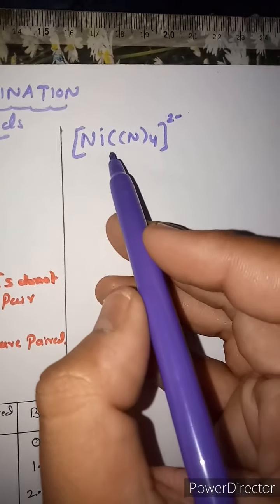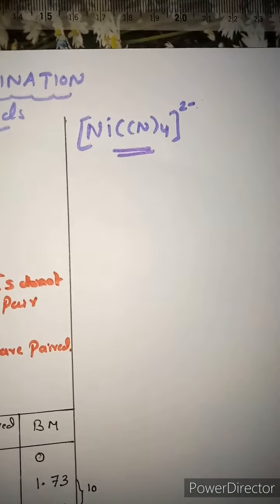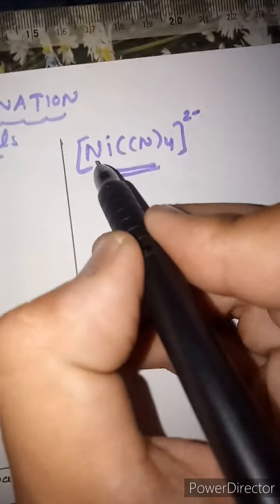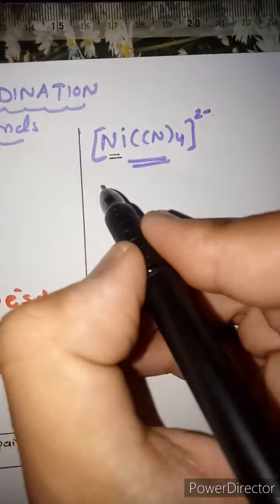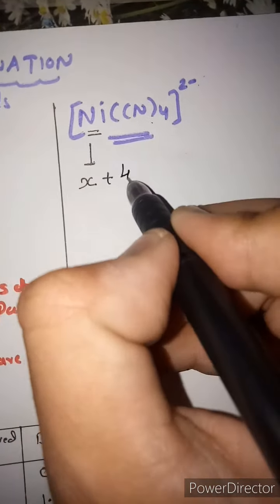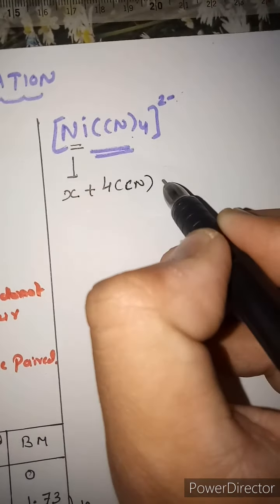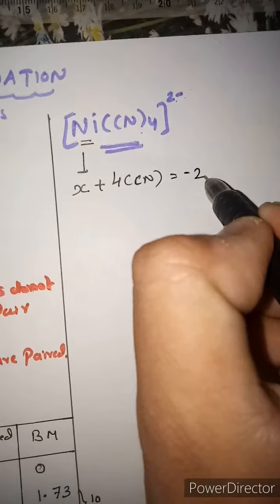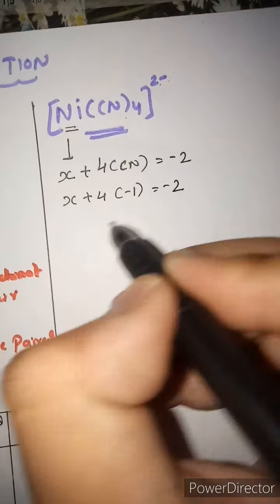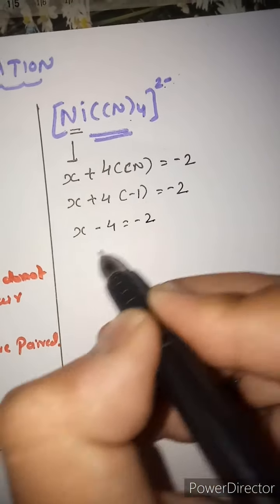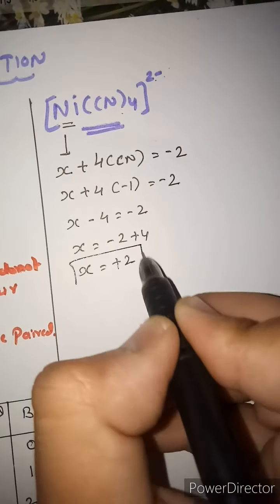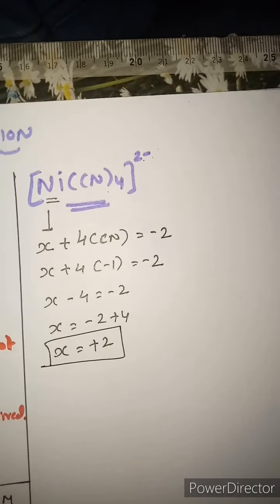Now students, let us solve for [Ni(CN)4]2-. So what was the first protocol? Find out the oxidation number of the central metal. We need to find how much is the oxidation number of Ni. So we'll replace Ni as X, plus we have 4 CN, equals minus 2. So X plus 4, CN has a charge of minus 1, equals minus 2. So X minus 4 equals minus 2. So X equals minus 2 plus 4. We get plus 2 oxidation number. So Ni has the oxidation number of plus 2.